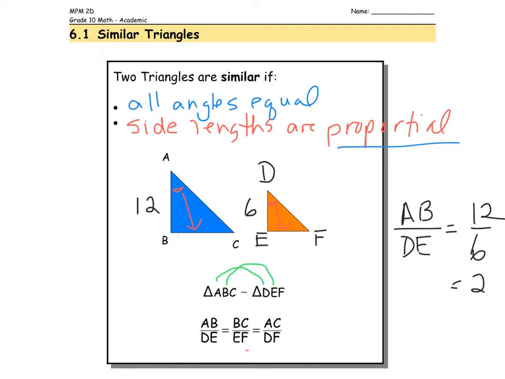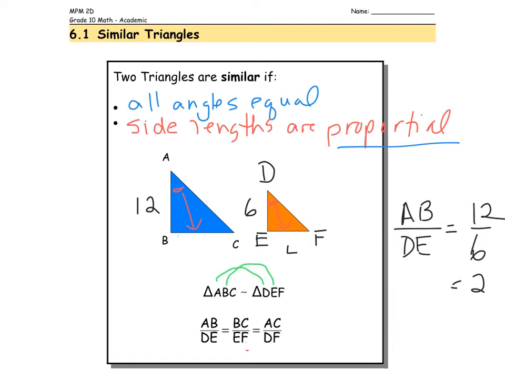Now, that will help me solve for any of the other sides if I happen to know the value of that side. So let's say, for instance, over here, EF is 4. That will allow me to solve for side BC if I so desire, right? Because the ratio is the same.